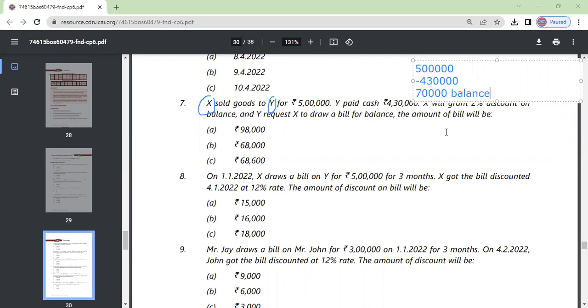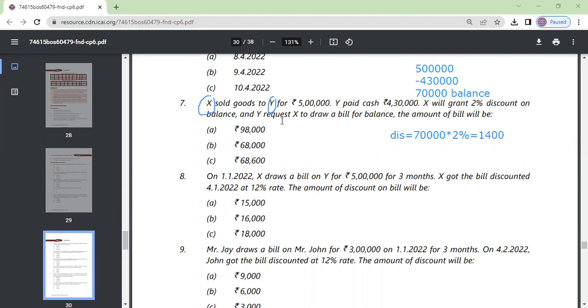Okay. X, who is X? Creditor. Creditor will grant 2% discount on the balance amount. So in the 70,000, discount amount is 2%. Discount amount equals 70,000 into 2%. Please use the calculator, tell the amount. 1,400 is the discount. Okay.